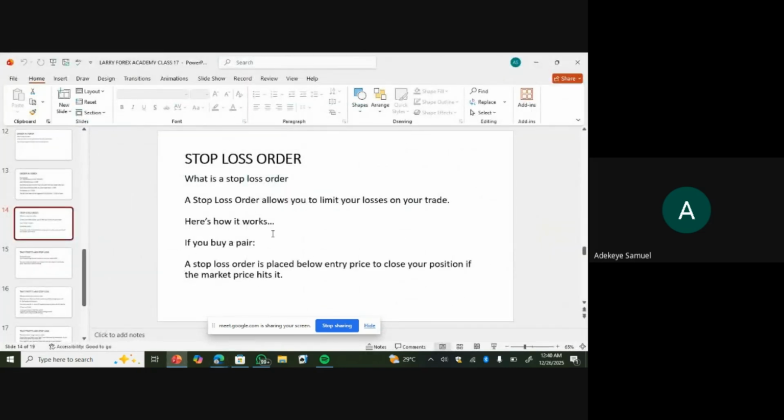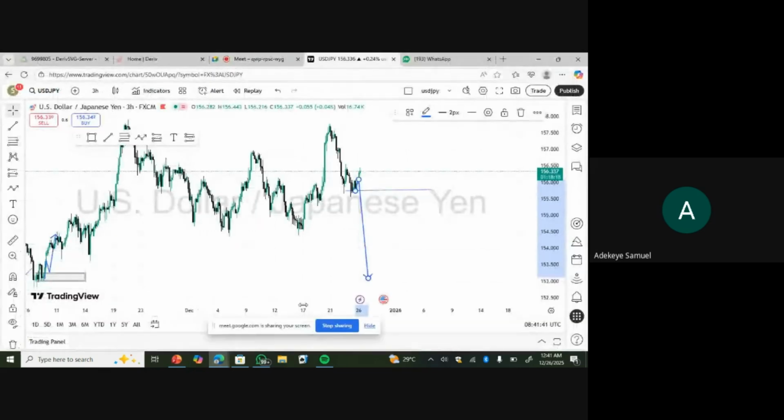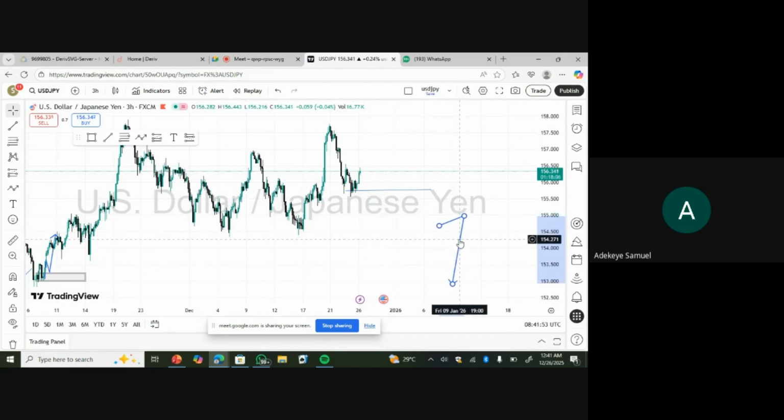So here is how it works. If you buy a pair, a stop loss is placed below the entry point to close your position if the market price hits it. Like I said before, before you enter a trade, we have our entry points and our targeting points. This is the level of the entry point.